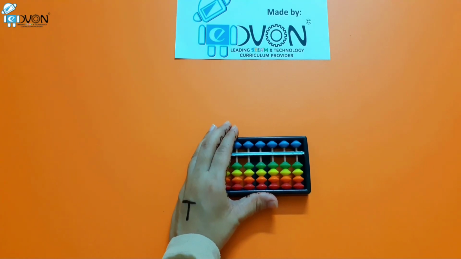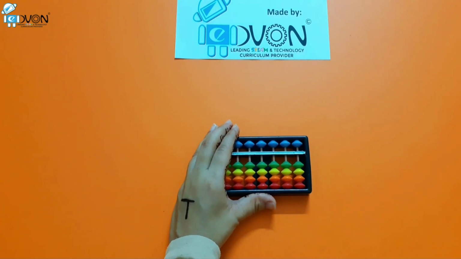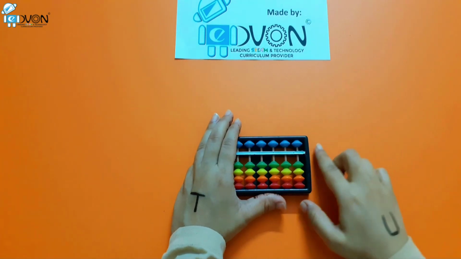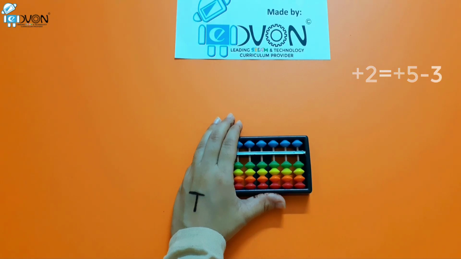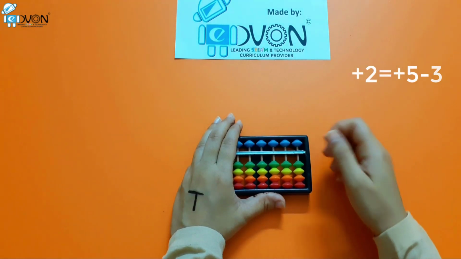In this video, we will learn how to apply the Plus 2 formula on the abacus. First, we will practice on the units rod. The formula for adding 2 indirectly is we add 5 and subtract 3. Plus 2 is equal to plus 5 minus 3.